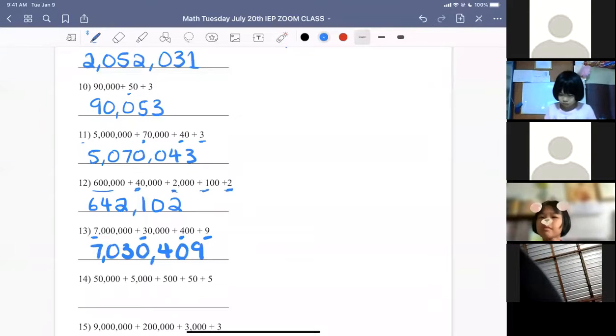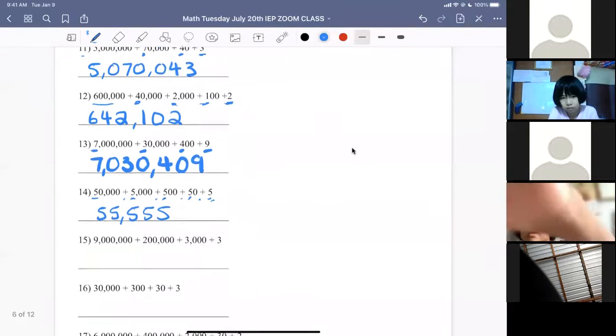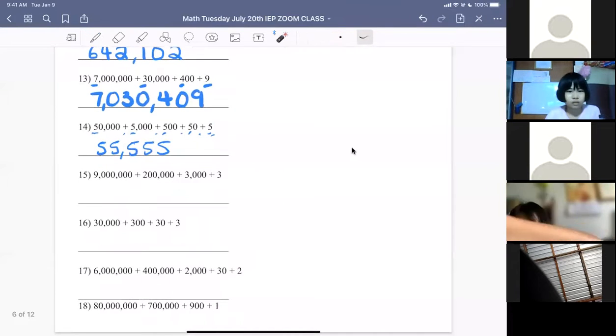All right. Number 14, we have 50,000 plus 5,000 plus 500 plus 50 plus 5. All right, so 50,000. We have a 5 for 10,000. We have a 5 for thousands. We have a 5 for hundreds. We have a 5 for tens. We have a 5 for ones. Okay, good, easy. So easy.